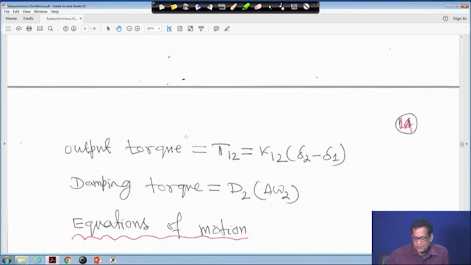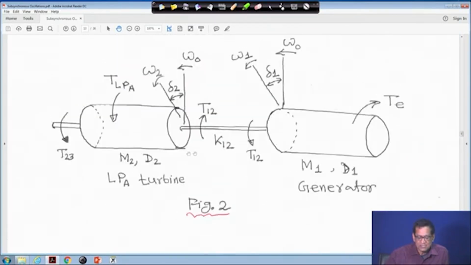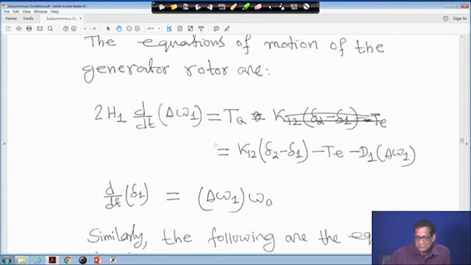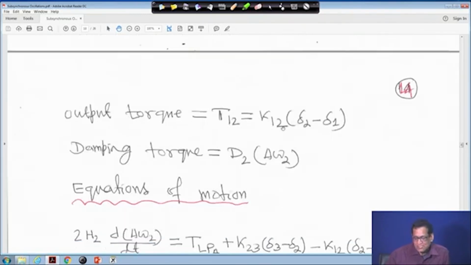Now, the output torque for this section is T12, which is the input to the generator. So, T12 is equal to K12 (delta 2 minus delta 1). This output torque T12 is equal to K12 (delta 2 minus delta 1), and the damping torque is the same as before; for section 2 it will be D2 into delta omega 2.